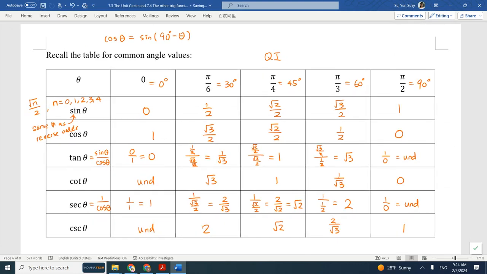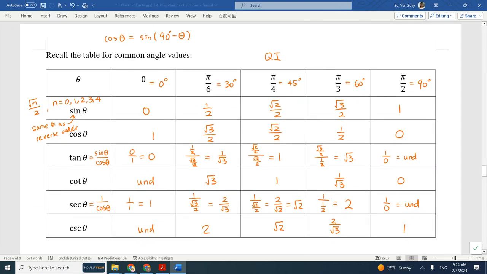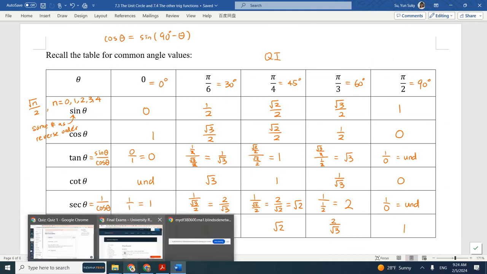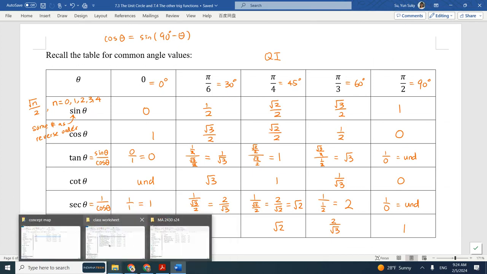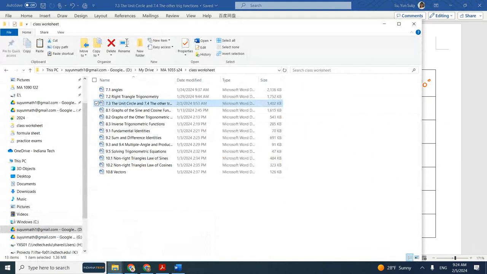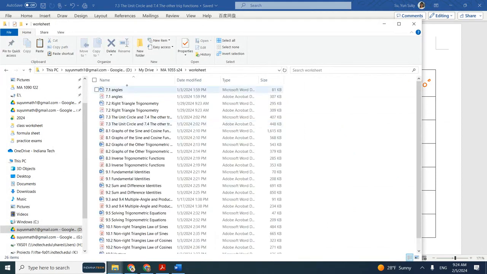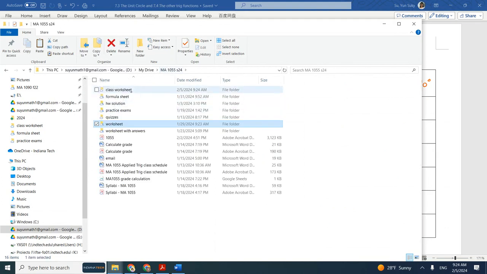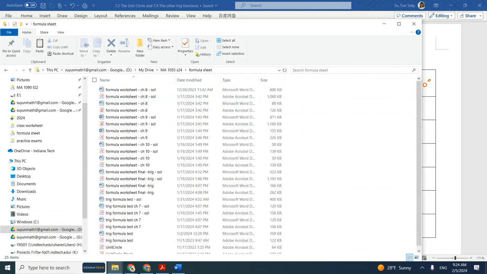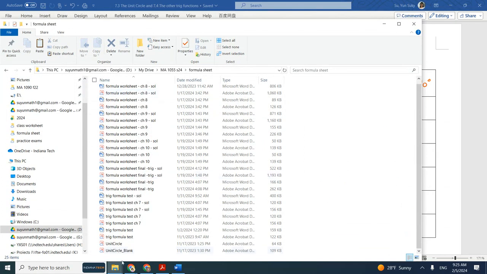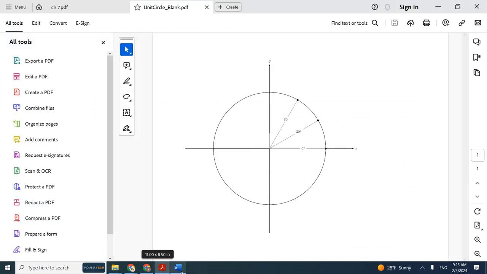Okay, right now, let's practice filling out the values of the unit circle. Okay, so unit circle, where are we? All right. So I want to give you some hints and reminders to help you. Okay, so where is my formula sheet? So here. So unit circle.